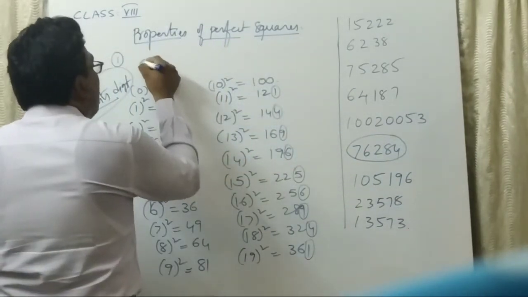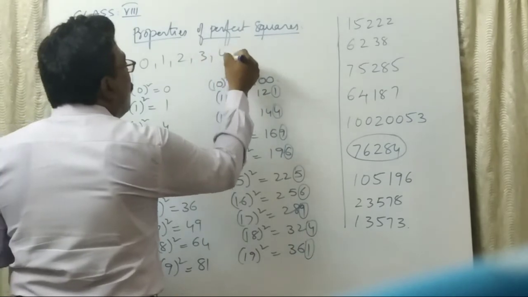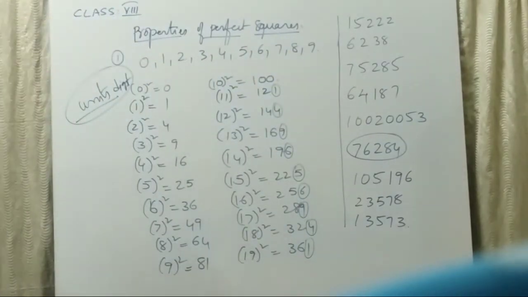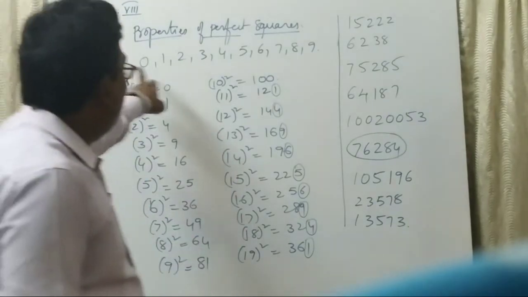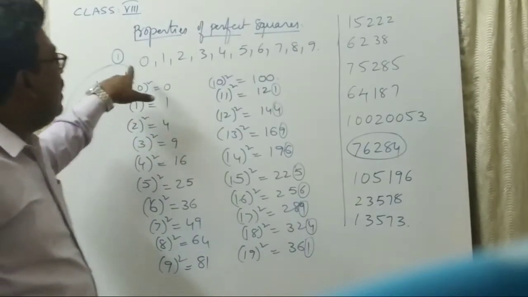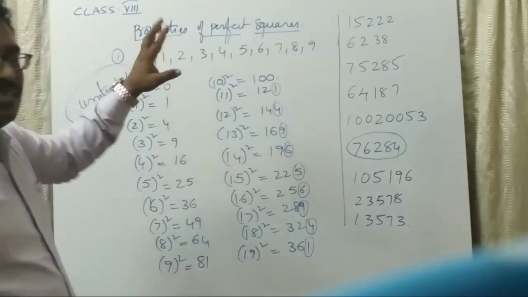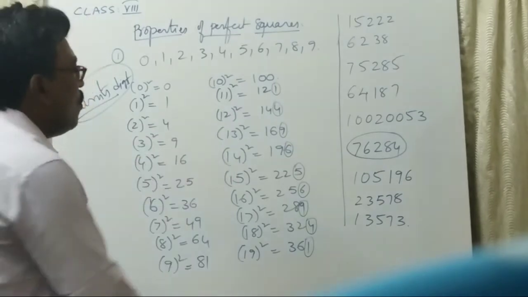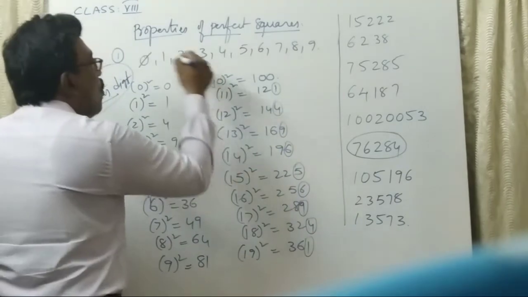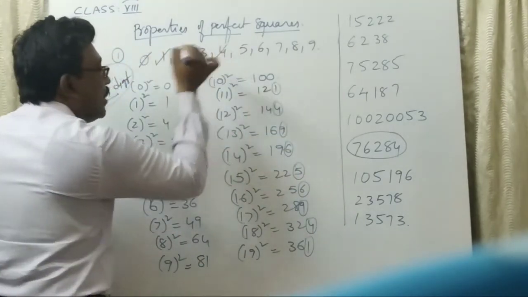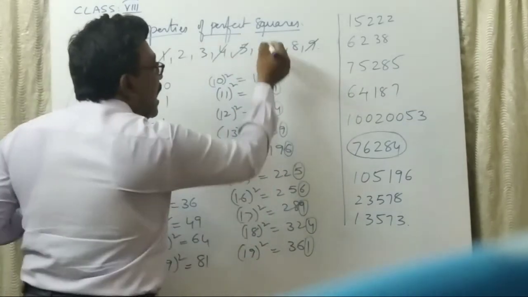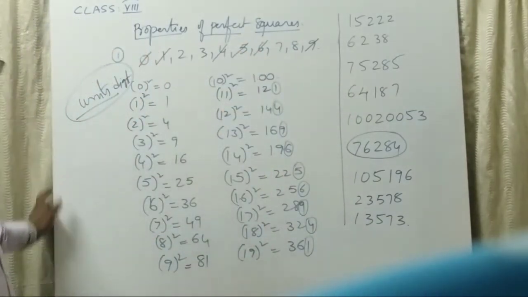0, 1, 2, 3, 4, 5, 6, 7, 8, 9. You can write infinite numbers by using these digits only, and in that, your units digit will be any one of these 10 digits. Now, what came? Just strike it off. 0 came, 1 came, 4 came, 9 came, 5 came, 6 came. Did any other number come? Just observe.